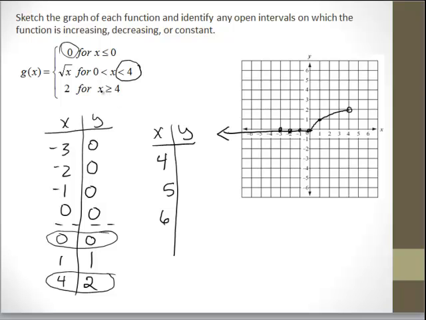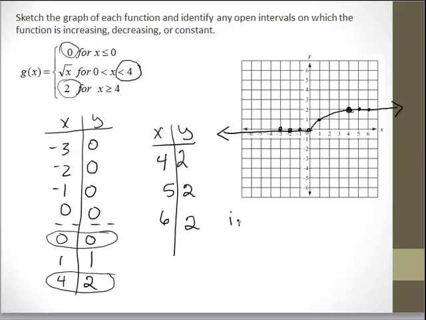Okay, so that's the second part of the graph. And then finally we have the last part. If x is equal to 4, look, we just get y is 2. So it actually can exist there. And then 5 you get 2, and 6 you get 2. So for everything this direction, you just get 2 straight across.